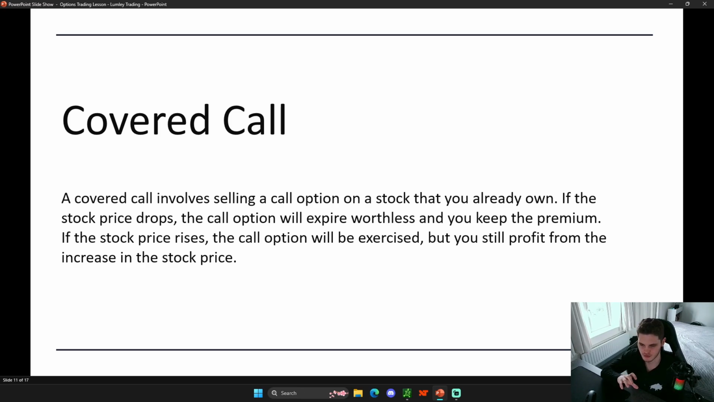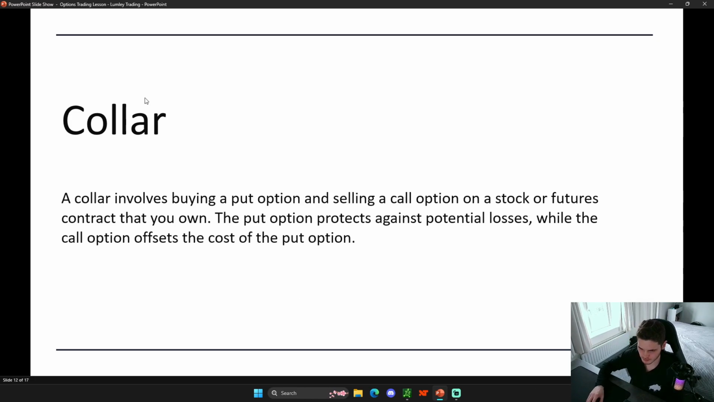So if you haven't held the shares for a year, again, you're then going to be hit by not the long-term capital gains, but just normal capital gains tax. So again, you need to be taking that into account if you're doing covered calls on an investment portfolio.